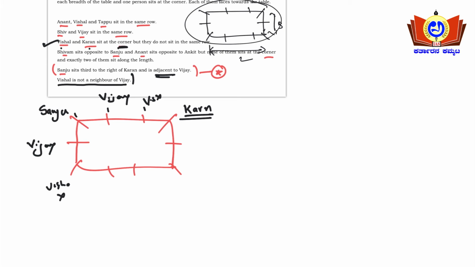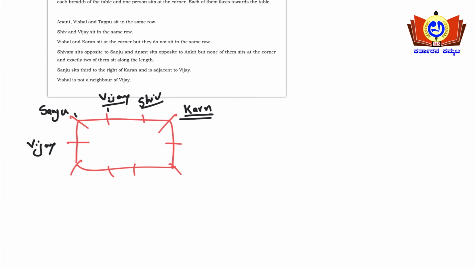So we shall solve it now. Shiv and Vijay sit in the same row. If Vijay is here, then Shiv will also be here only, in the same row. But see here friends, one condition they have given is Vishal and Karan sit in a corner. So Karan is there and Vishal will be here.